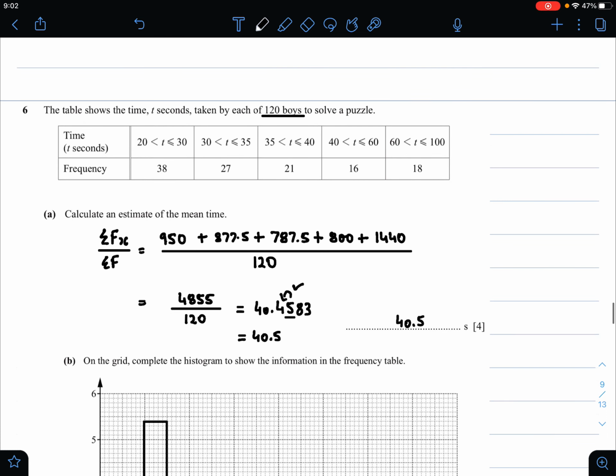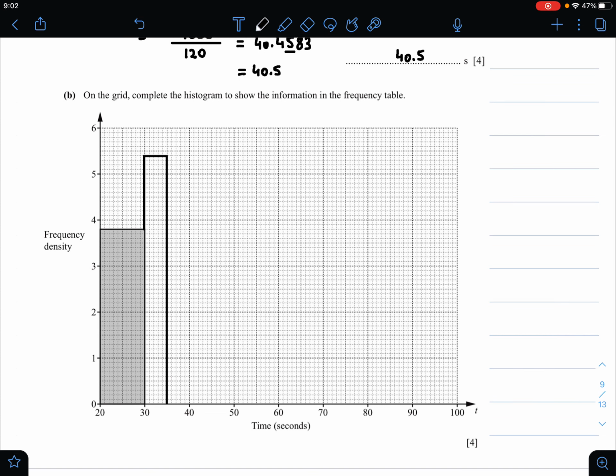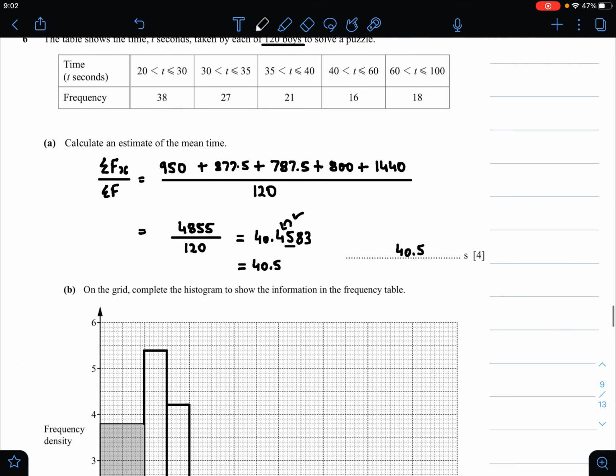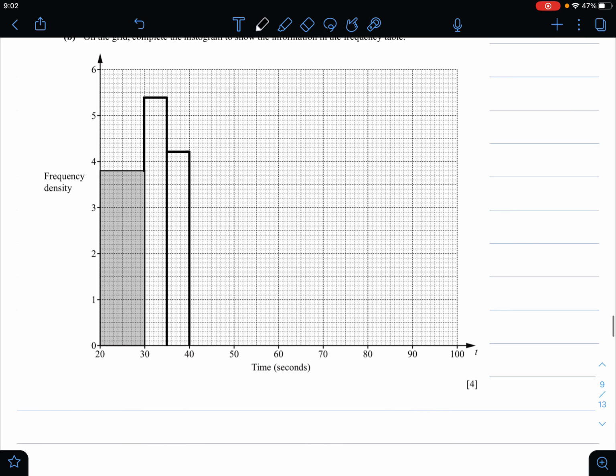Now let's move to the next one, that is 35 to 40, and the frequency is 21, again divided by 5 because the class width is 5, and this one is 4.2. So from 4.2, and the class width is 5, so till 40. Like that, you plot all of the remaining scenarios. So the next one is 40 to 60. So 16 divided by the class width in this case is 20. So that would be 0.8, which would be right here. And the class width is still 60. So it would look like this.